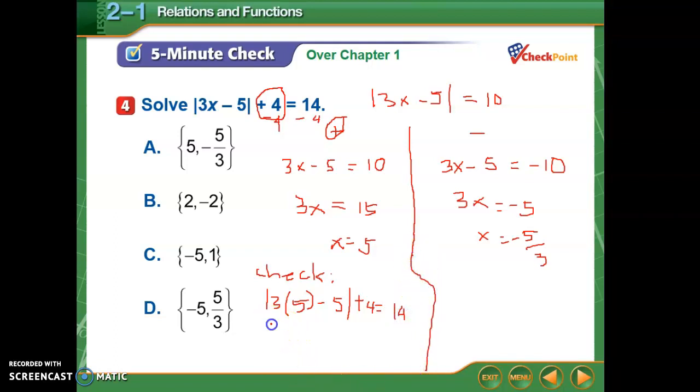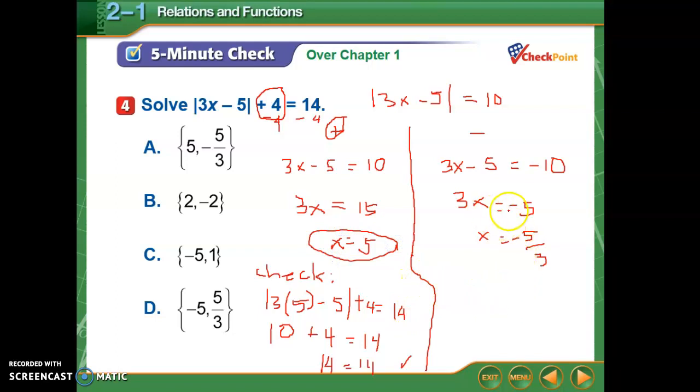Okay, so this gives us 15 minus 5, that gives you 10, plus 4, so that gives you 14, equals 14. So they are equal. That means this is your first solution.